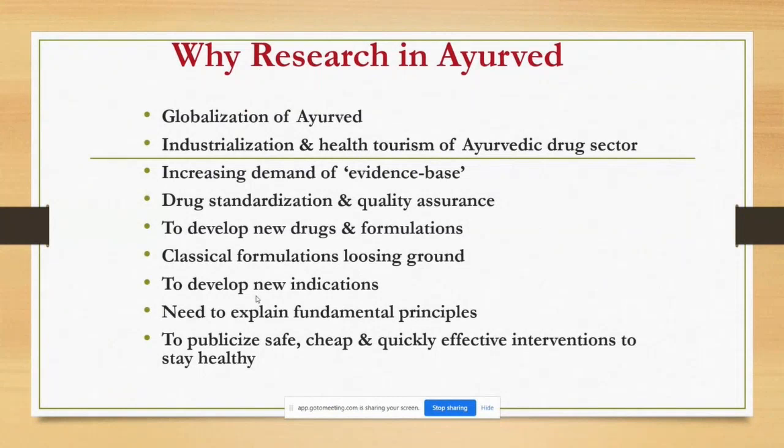Then drug standardization. There are so many drugs, and we need to assure quality, as well as quality standardization. So it is a part of research, and we need to do it. Then to develop new drugs and formulations, because so many good formulations are there, and we only know whatever is available today with the help of our Samhitas and good books. But what is unknown, as so many books were lost in Nalanda and Takshashila, we can explore with the help of folklore medicine, and we need to re-establish them. Classical formulations are losing ground, so we need to re-establish them as reverse pharmacology, and develop new indications, new formulations and new dosage formats. We need to explain fundamental principles as Maulik Siddhant Vibhag, and publicize safe, cheap, and quickly effective interventions to stay healthy and happy.